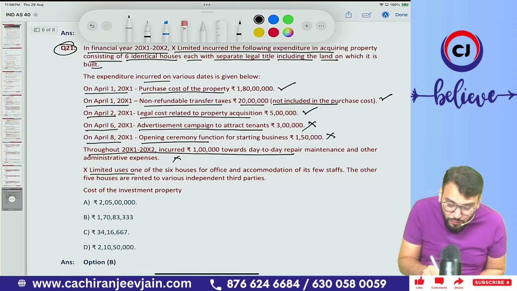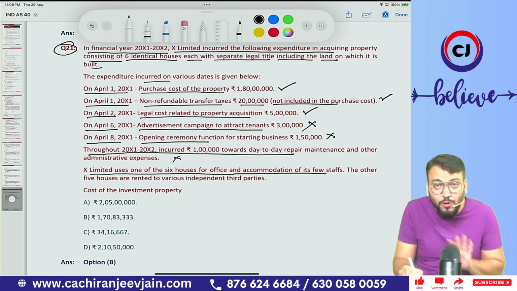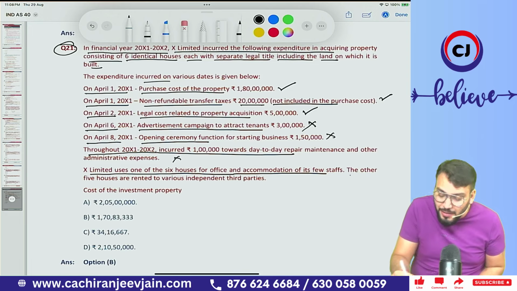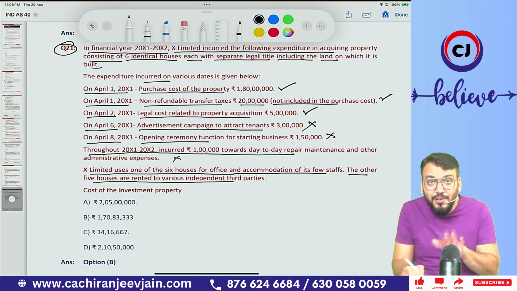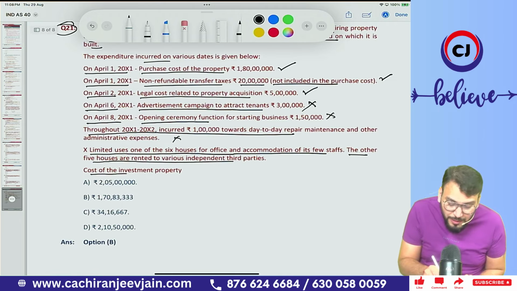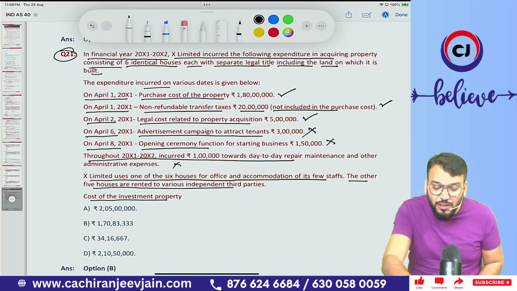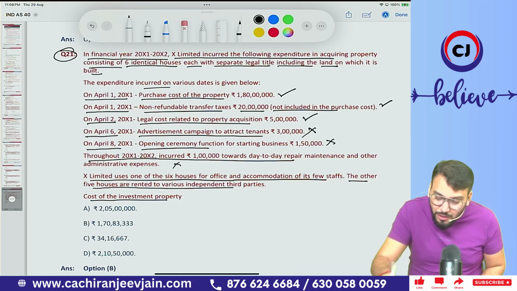X Limited uses one of the 6 houses as an office and accommodation for a few of its staff. Out of 6, 1 will be property, plant and equipment, and the other 5 houses are rented to various independent third parties. So the other 5 will be investment property. Cost of the investment property: first, we need to find out the total cost. Total cost will be how much? 1 crore 80 lakh plus 20 lakh plus 5 lakh.